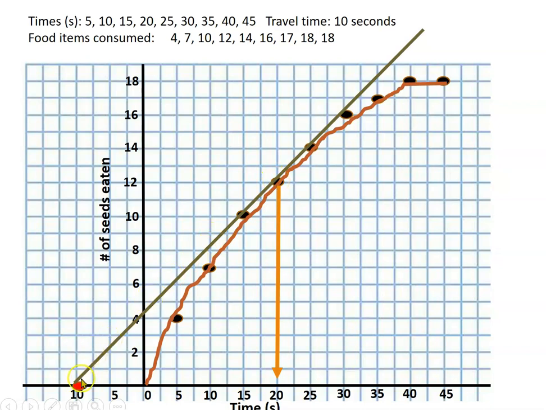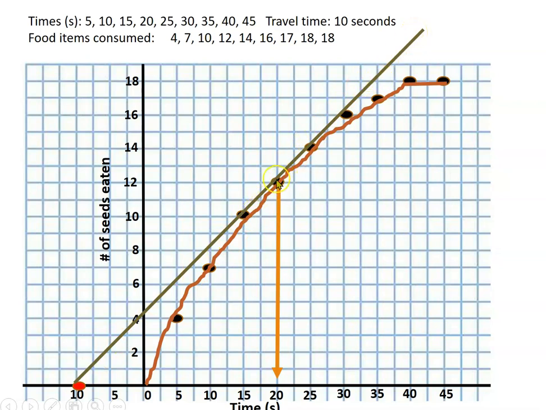Now, I do want to note, it doesn't have to be 10 seconds. In this example, it's a 10-second travel time. It could be 5 seconds. It could be 50 seconds. It could be 3 minutes. It could be any time. So look and see what the travel time is. That's where you start that line and draw it straight where it touches the curve.